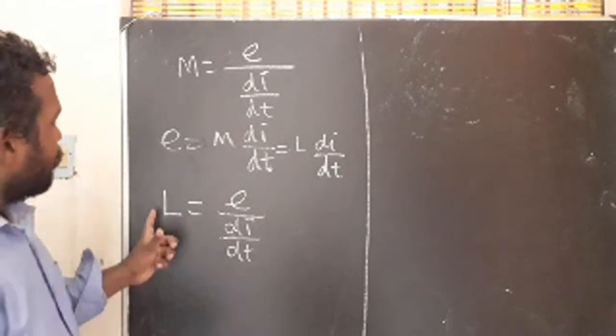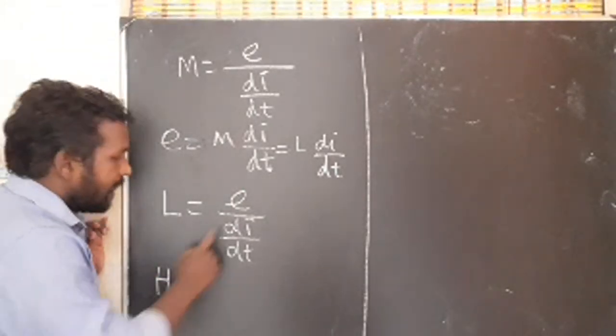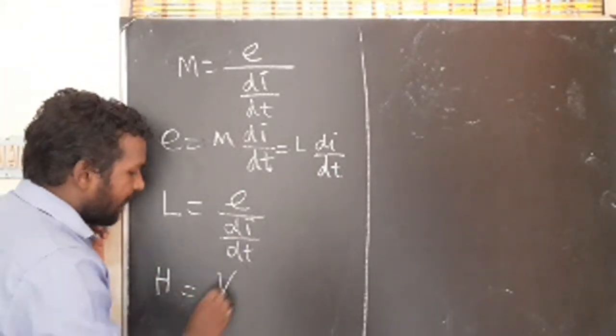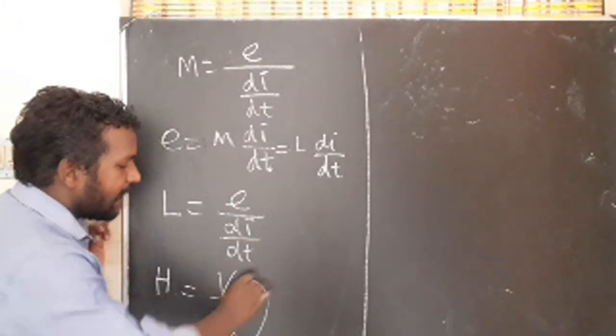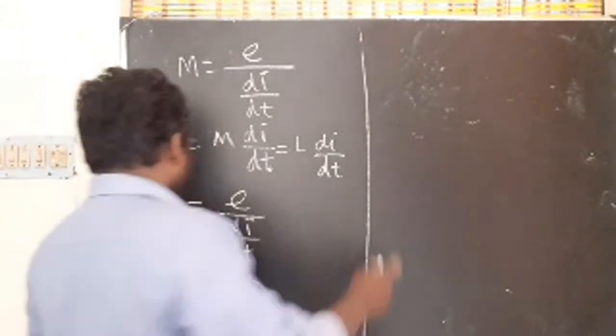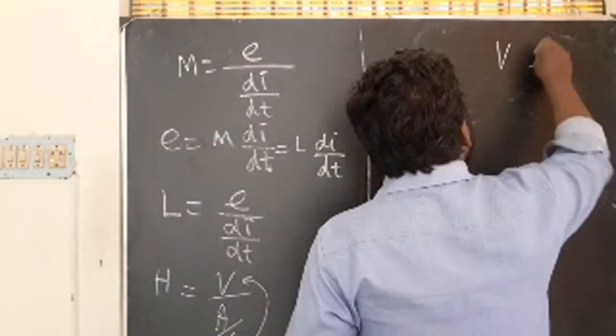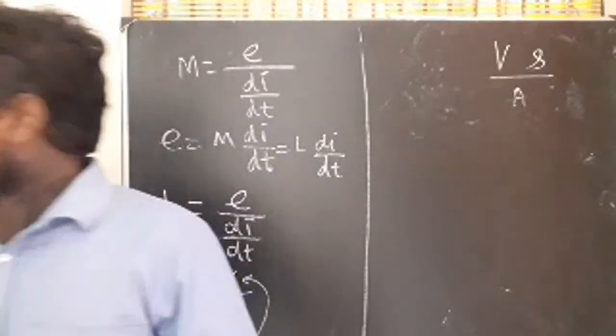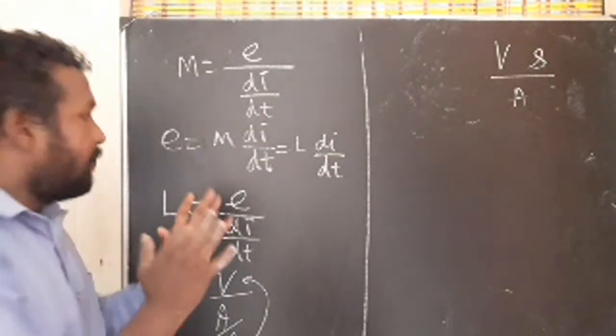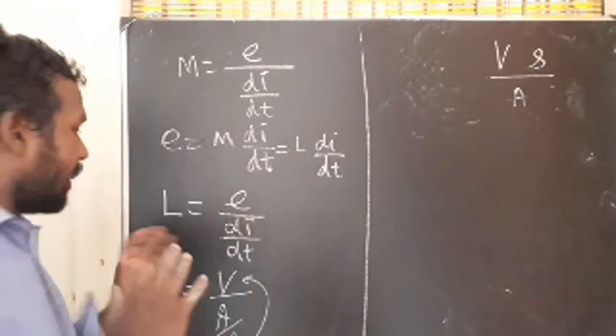So inductance we can call Henry, EMF we can call voltage, current we can take as ampere, time we can take as second. The denominator directly goes into the numerator, so the unit will be volt second by ampere. Now how am I going to solve this unit? Actually, self-inductance and mutual induction both have the same unit.